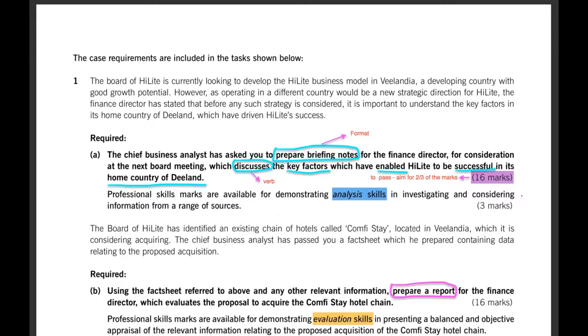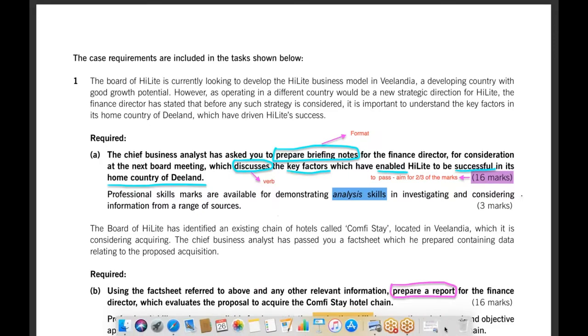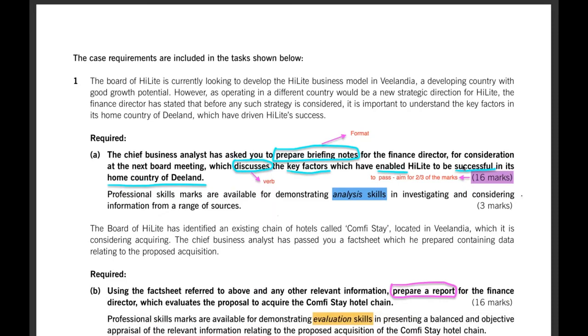Okay, now we move on to the case requirement. Okay, what do we have here? How are you all getting along so far? So good? I hope you all are okay outside there. Okay.